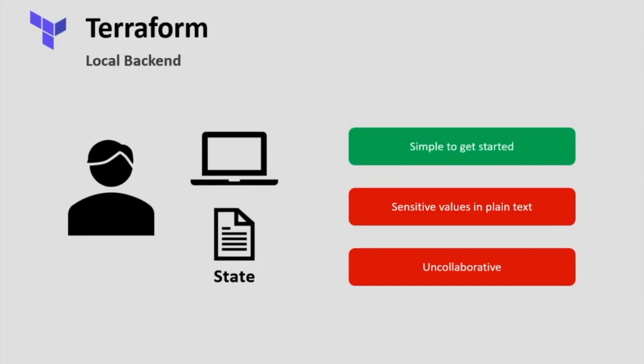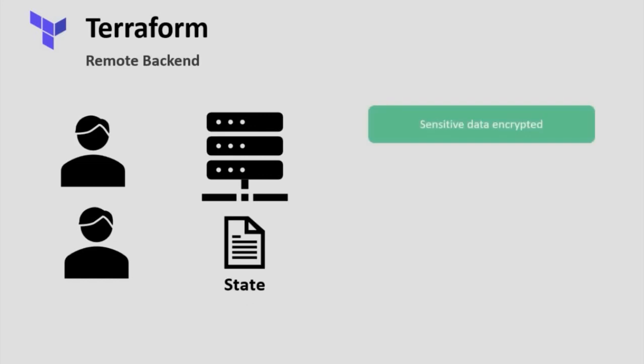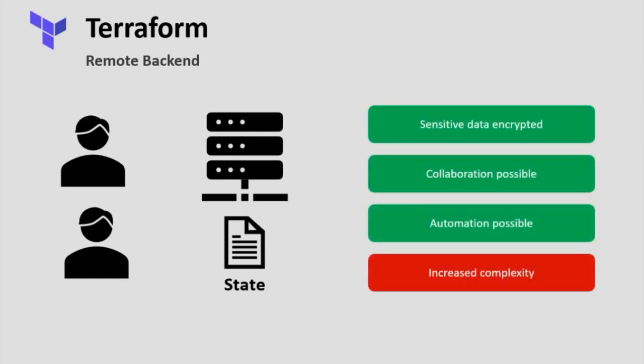We have a remote backend. It's another kind of backend which is really good for a company where many people are working on the same file, so a remote backend will mostly be used. Many people can work at the same time on the same file, and there are many advantages, such as sensitive data being encrypted. If you have secrets or passwords, they will all be encrypted. And collaboration is also possible, since there's one state file and all the developers can access it.